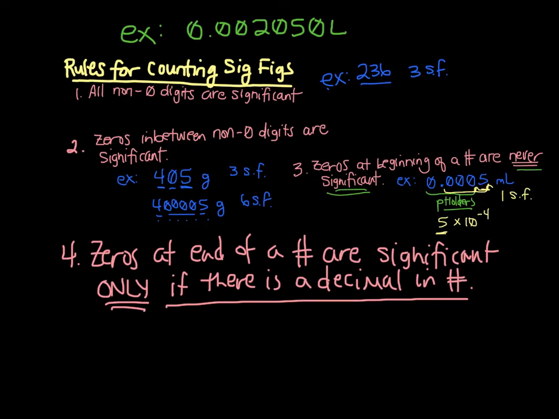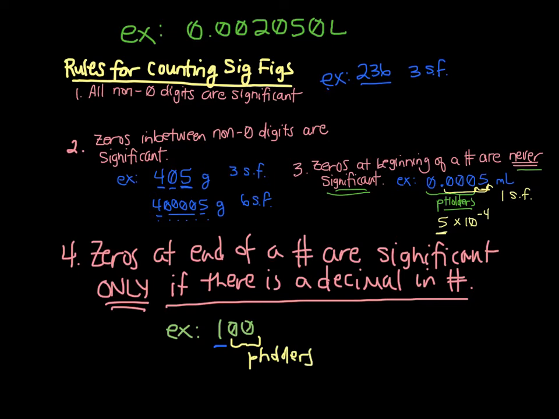What about zeros at the end of a number? So, for example, let's say I have a number like this, 100. Are those zeros significant or not? They're only significant if there's a decimal in the number somewhere, which means that as far as I'm concerned in this number, 1 is my only significant figure, and those zeros, again, are placeholders, right? So these are placeholders.